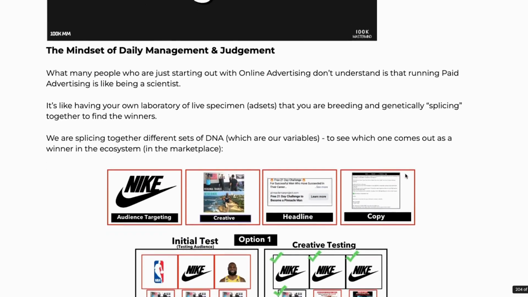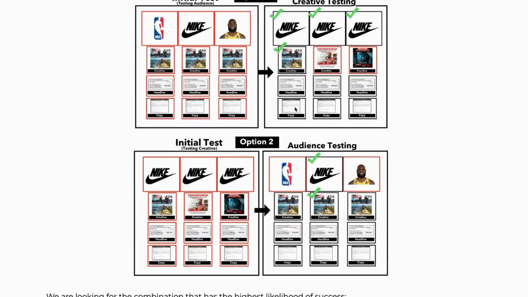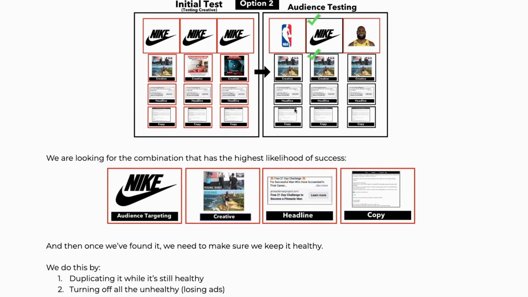And the DNA that we're splicing together are these variables around, cool, what is going to be the exact combination of audience targeting, creative, headline, and copy that is going to yield for me a winner in the ecosystem, and the ecosystem is the marketplace, aka the Meta Facebook ads marketplace, right? And so as a scientist, we're being extremely methodical and testing our hypotheses within each of these. So we're like, cool, I said this in the hook of my creative, I said this in the hook of my copy, I said this to this audience. How did that resonate? What is the combination of that? And how did that actually come out? So we're looking for the combination that is likely to yield the highest probability of success based off of the actual variables that we are testing.